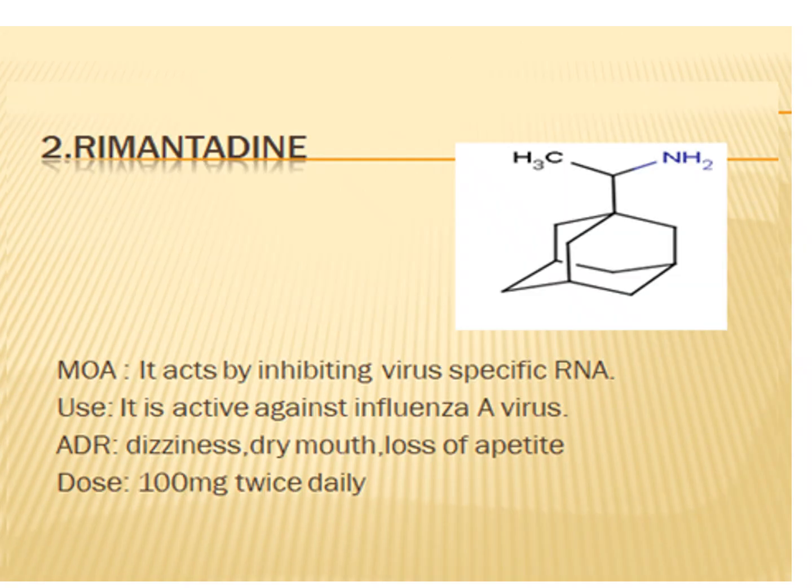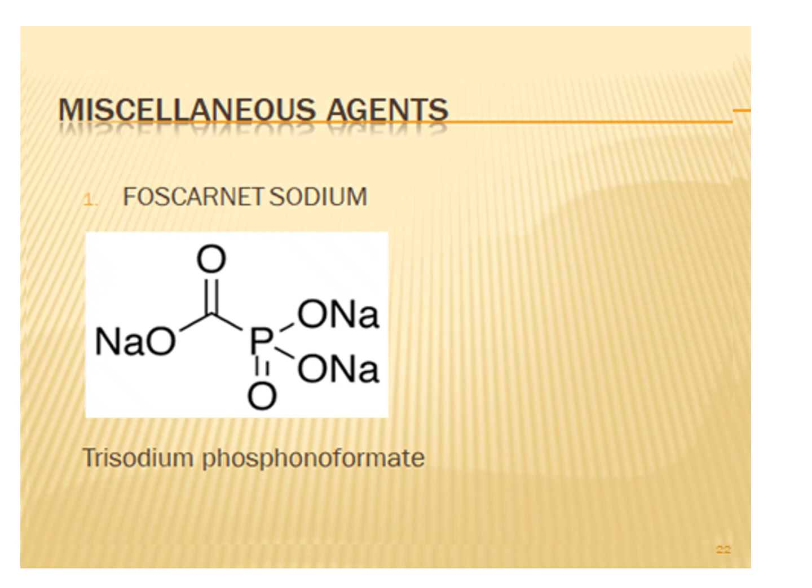Next adamantane amine is rimantadine. Its IUPAC name is alpha methyl 1-adamantane methylamine. Its mechanism of action is that it acts by inhibiting virus specific RNA. Uses: it is active against influenza A virus. ADR: dizziness, dry mouth, loss of appetite, and dose is 100 milligram twice daily. Moving on to the miscellaneous agents.